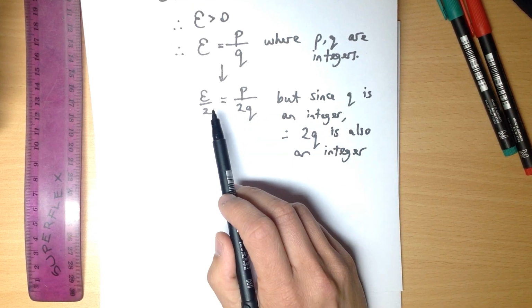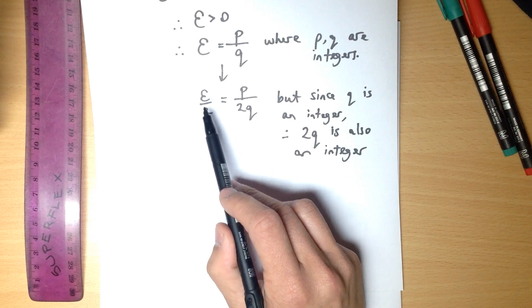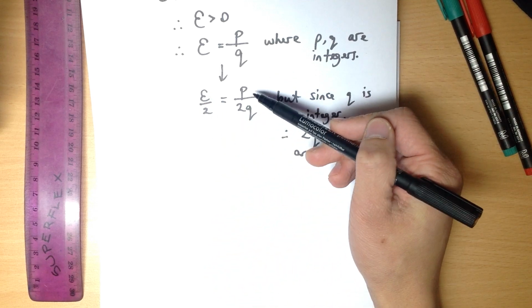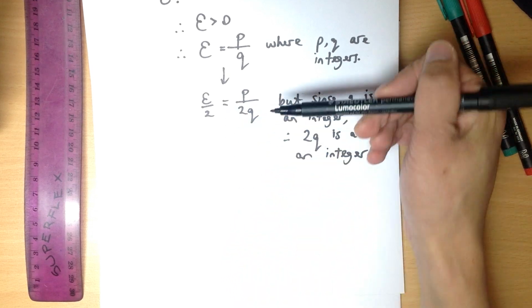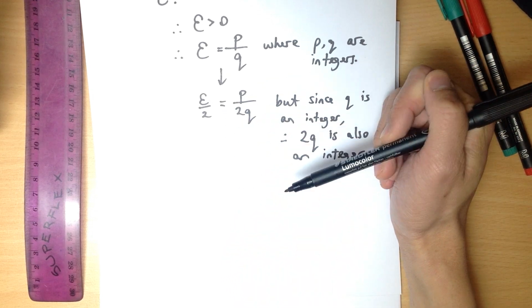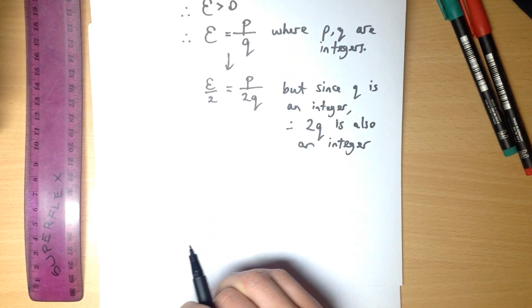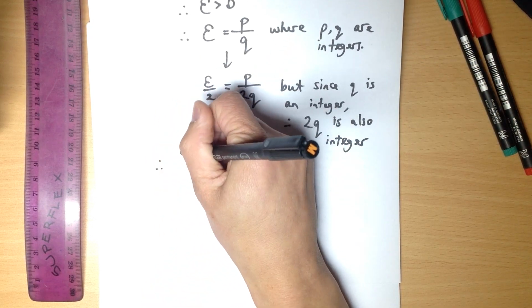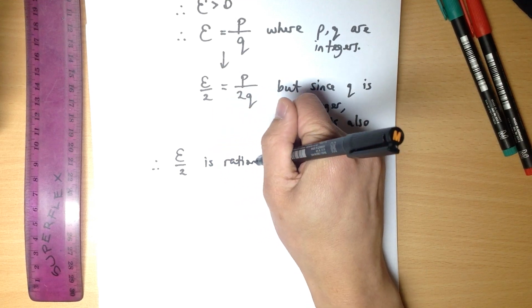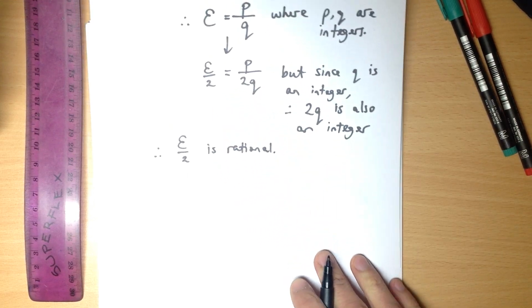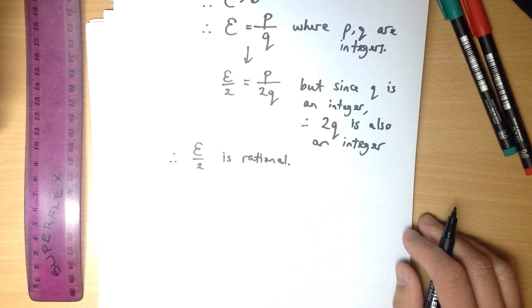So therefore, this number here that I've got, Epsilon on 2, is also a rational number because it's a ratio, a fraction, with an integer on the top and an integer on the bottom. So I can say, therefore, Epsilon on 2 is rational. Now, can you see the problem? Can you see the contradiction now?